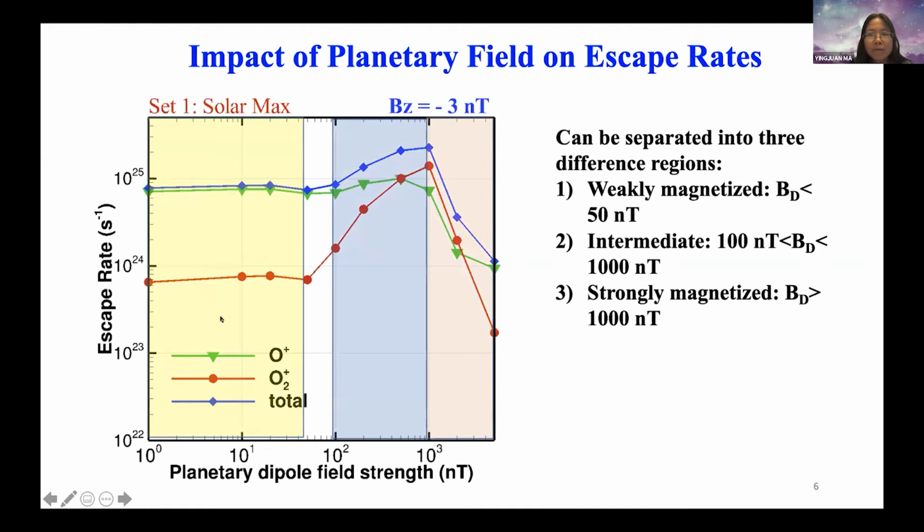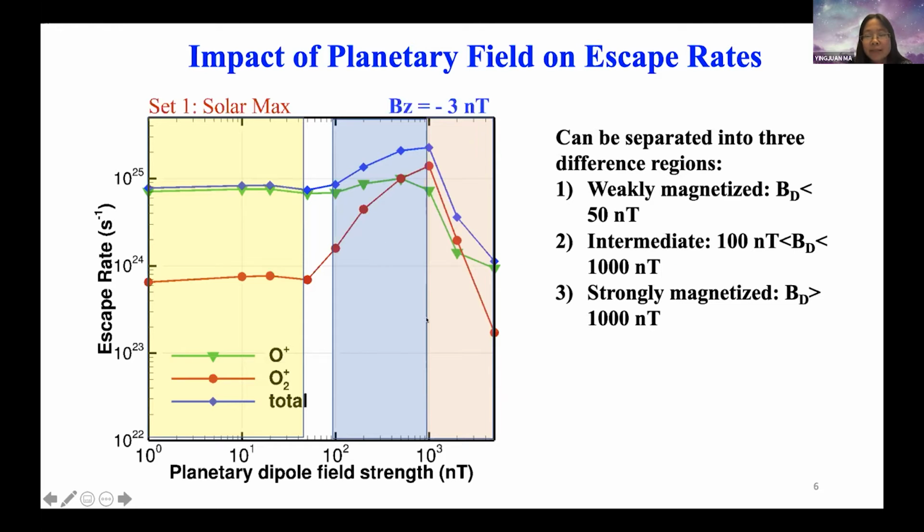As shown here, we can roughly separate the domain into 3 different regions. For weakly magnetized cases, we see the ion escape rate is pretty much constant, does not vary much with dipole field strength. For intermediate cases, there's enhancement of the ion escape rate, especially for heavy planetary ions, O2+. You can see a large increase of O2+ ion escape.